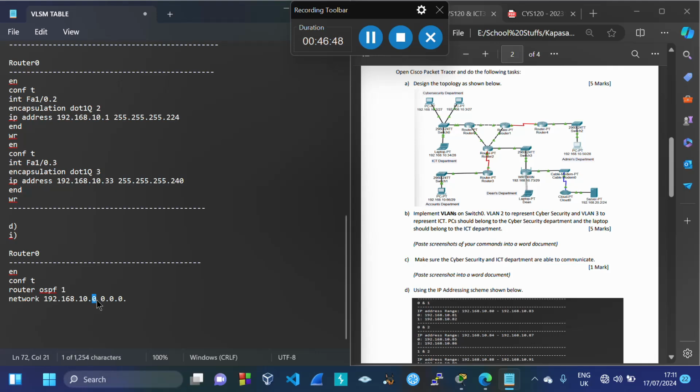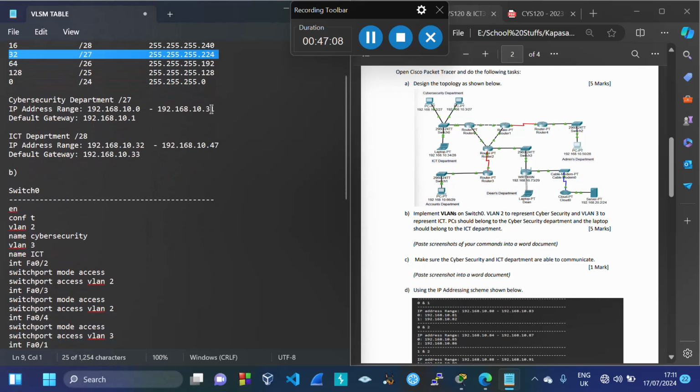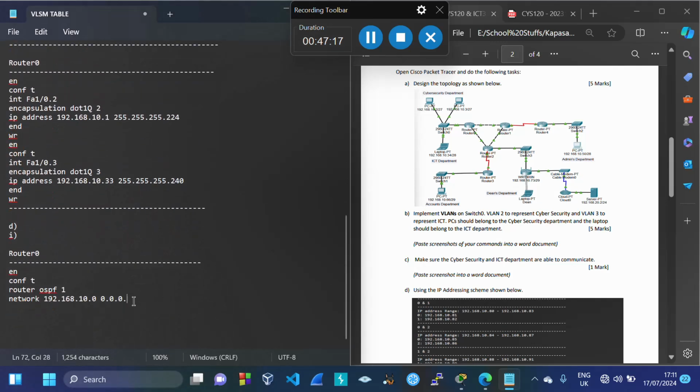Now this last portion needs to have a broadcast, so that will depend on the block size. So what's the block size of /27 for cybersecurity? So as we can see, the block size for /27 is 32. So if 32 is the block size, its broadcast, as we can see, will be 31, because I need to subtract a 1 to maintain this broadcast. So I'll say 31 due to that reason. Then I need to insert this in a certain area. So I'll say area. So an area, it can start at 0 or any other given number. So for this one, I'll just say area 0.